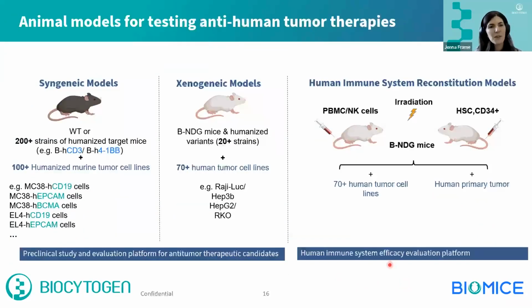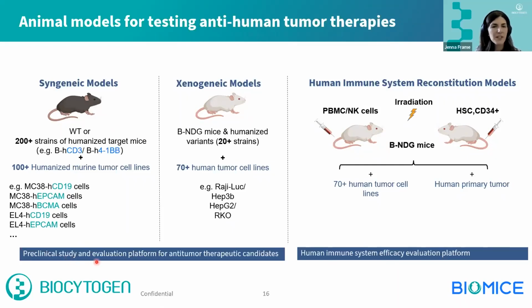IND. So just to further stratify those mouse models that I mentioned, for oncology applications, our off-the-shelf animal models can really be divided into three categories to support your tumor efficacy studies. So our Syngeneic models include more than 200 strains of humanized target mice for one or more immune checkpoint genes, common TAAs, and cytokines, and so on.